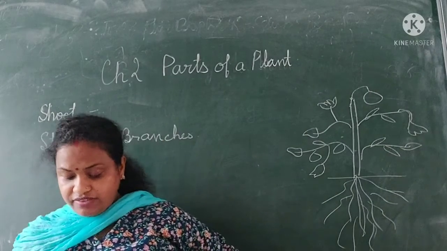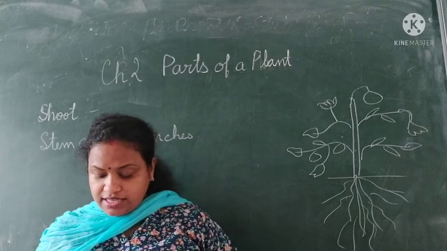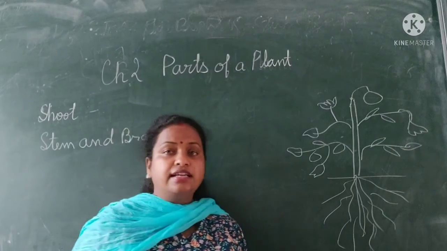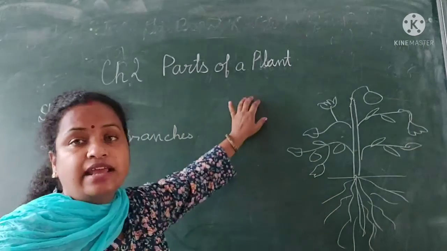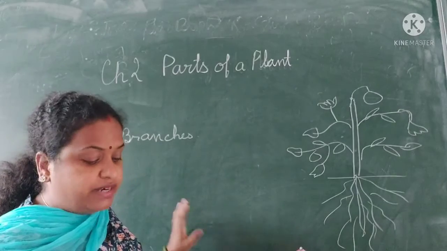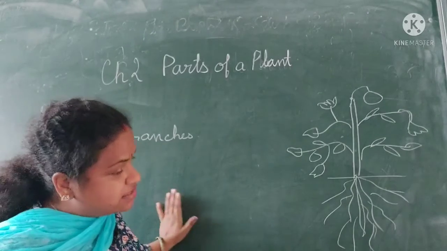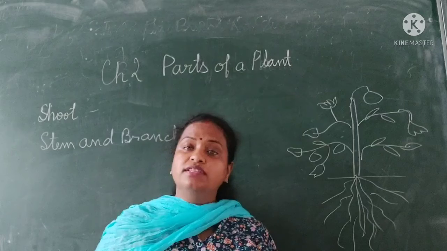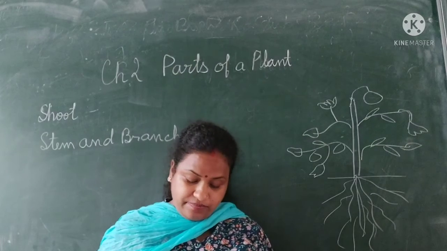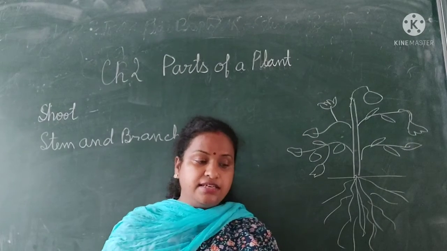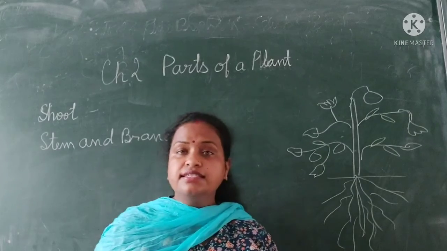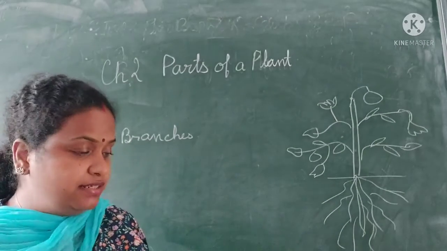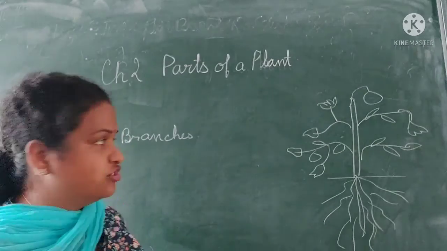In some plants, the weak stem grows along the ground. Such plants are called creepers. Climbers just climb with the help of strings. But creepers just spread on the ground itself. Watermelon and pumpkin are some of them. Okay, this is about the parts of a plant, the stem and branches.